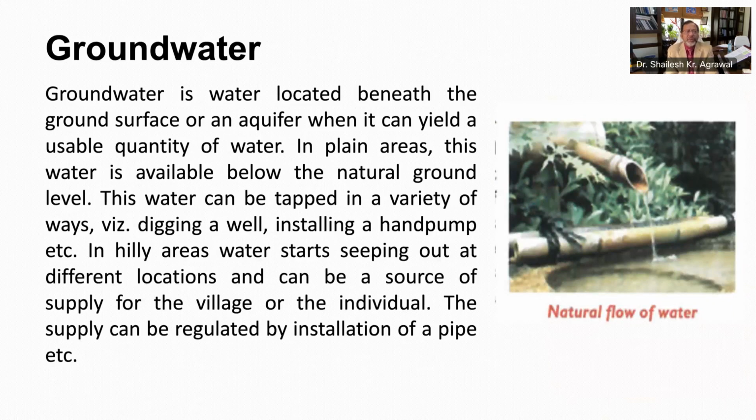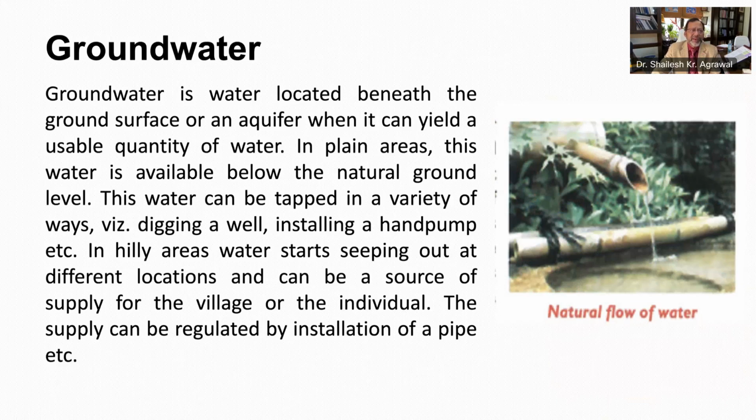Groundwater is the water located beneath the ground surface or an aquifer, which can yield a usable quantity of water. In plain areas, this water is available below the natural ground level. This water can be tapped in a variety of ways, namely digging a well, installing a hand pump, etc. In hilly areas, water starts seeping out at different locations and can be a source of supply for the village or the individual. The supply can be regulated by installation of pipe, etc.